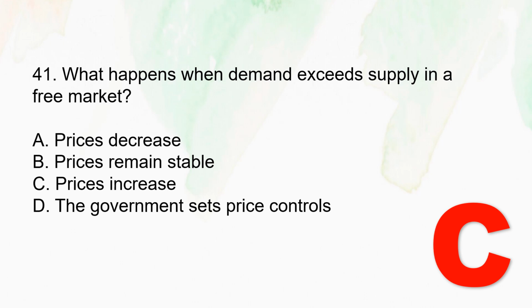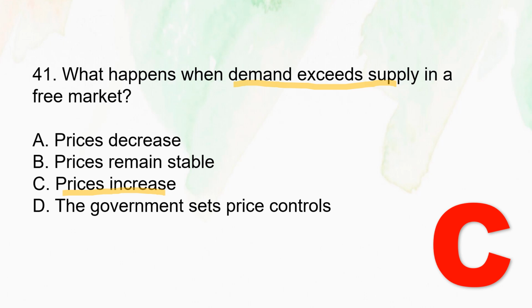Letter C is the best answer. Why? Because when demand exceeds supply, scarcity drives up prices until equilibrium is restored. So there is a price increase when demand exceeds supply.